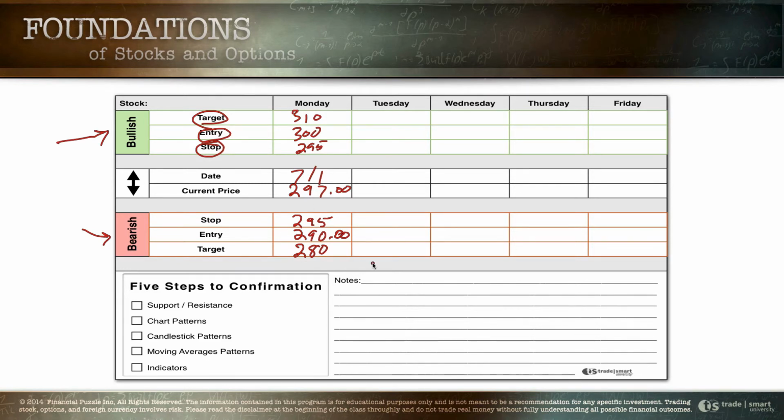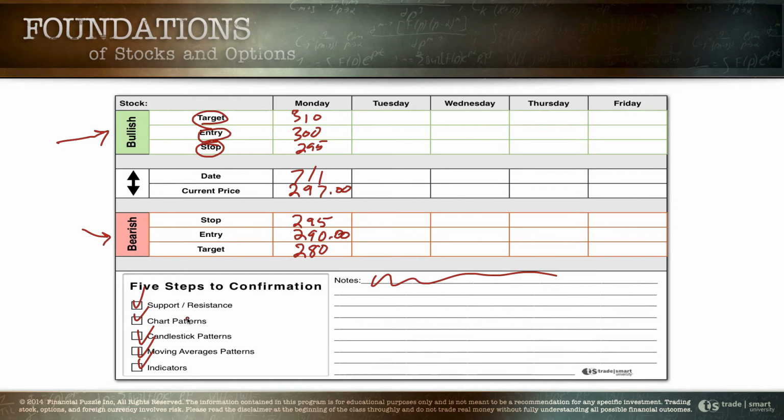Now, it's a pretty basic journal still in the sense that all it really gives you is your entry, target, and stop. You can come down here to the bottom and make some notes. You can go through the 5 steps of trade confirmation. Yes, I checked my support and resistance. Yes, I did my chart patterns, my candle patterns, my moving averages, my indicators. You can kind of walk through all those components here.